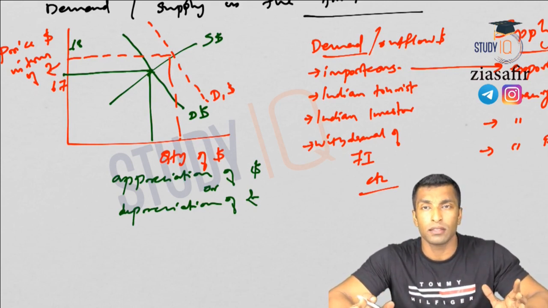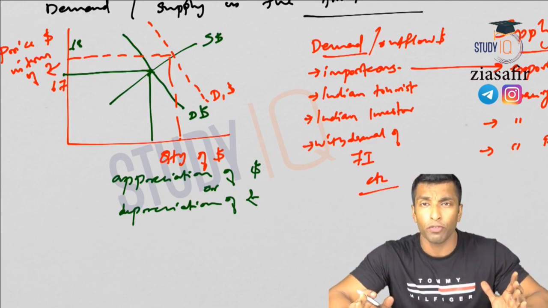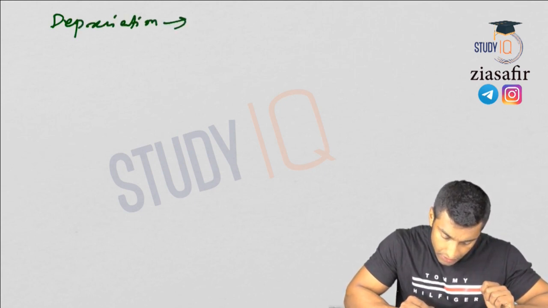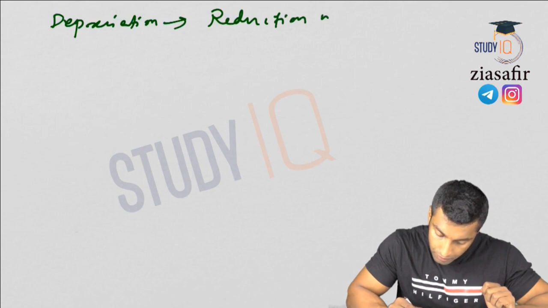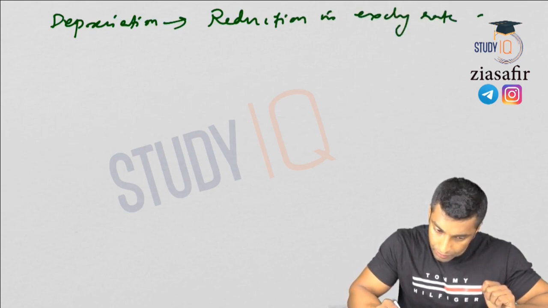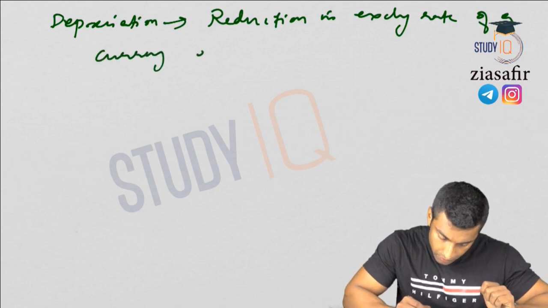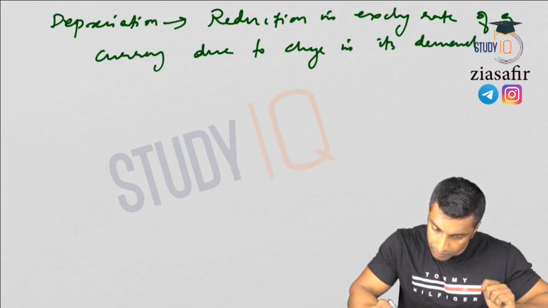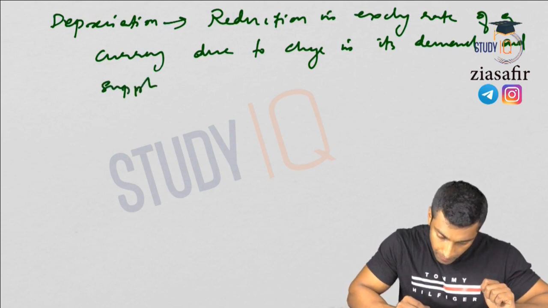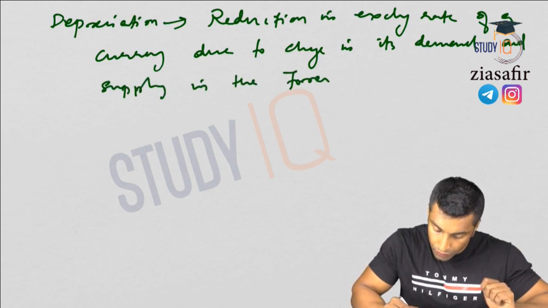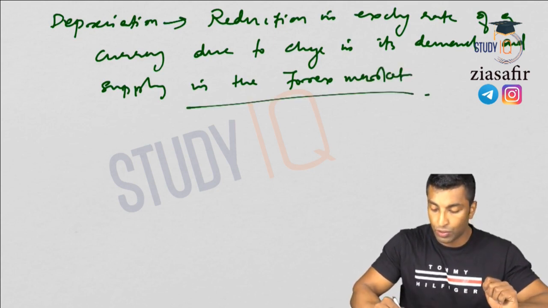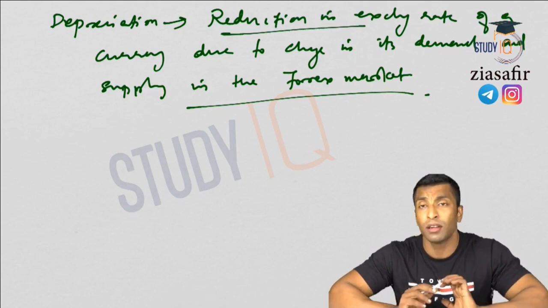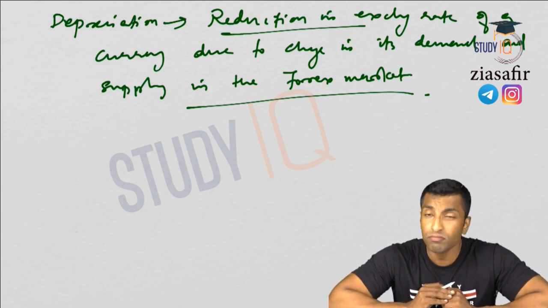So this is how the market mechanism works. I hope this is clear for all of you. Now we'll write what is depreciation or appreciation. Depreciation is actually reduction in exchange rate of a currency due to change in its demand and supply in the forex market. Okay, so this is what you mean by depreciation, and same is the case with appreciation, where instead of reduction there will be increase. So that's about depreciation and appreciation.